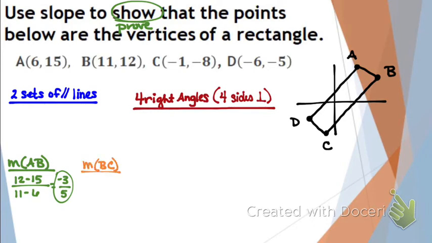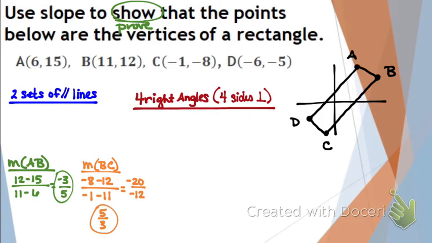For the slope of BC, what am I subtracting? Negative 8 minus 12 in my numerator over what? Negative 1 minus 11 in my denominator. Negative 8 minus 12 is negative 20. Negative 1 minus 11 is negative 12. So what is my slope here? 5/3.